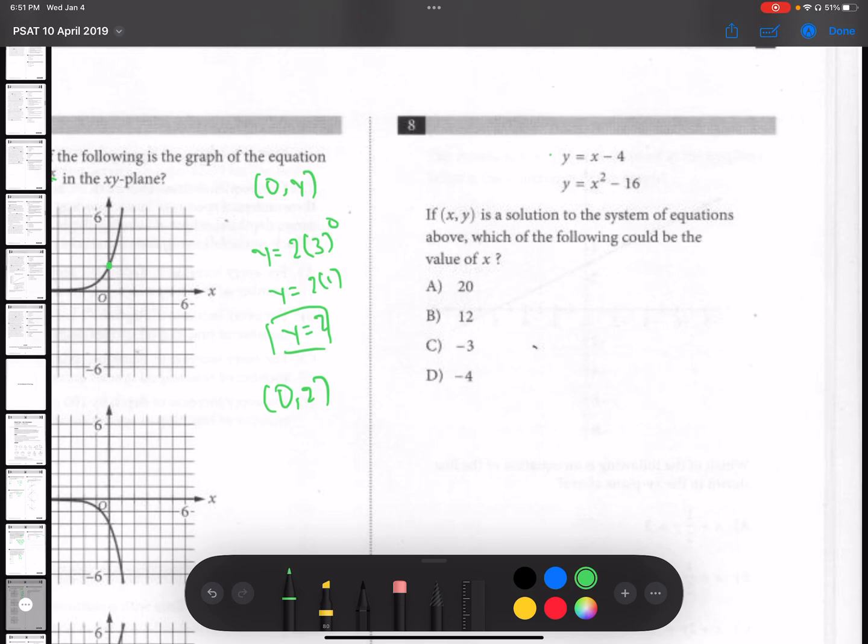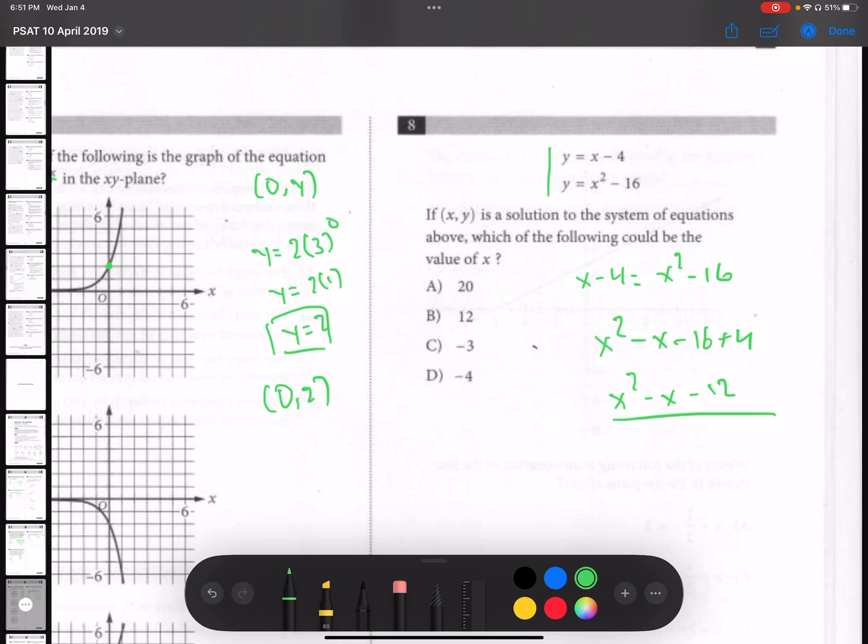So because both of these equations are equal to y, I'm going to do x minus 4 is equal to x squared minus 16. Now we bring x to the other side. x squared minus x, and minus 16 plus 4, we get minus 12 here. So x squared minus x minus 12. So we have that. So which of the following could be the value of x?